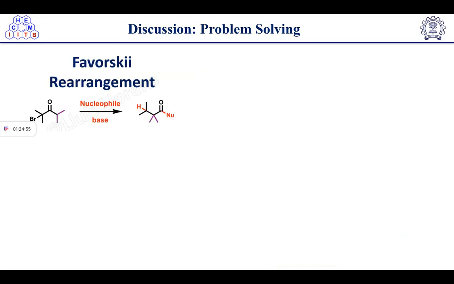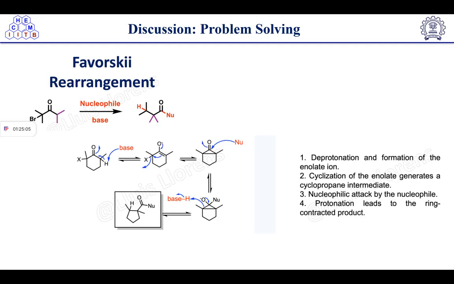Next. So in the Favorskii rearrangement, ring contraction is taking place. So the first step is the deprotonation and formation of the enolate. So where will the deprotonation take place? Always at the acidic proton. So here we have the acidic proton in this case. Okay.